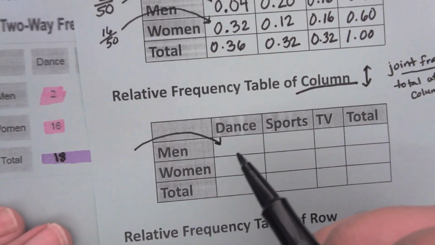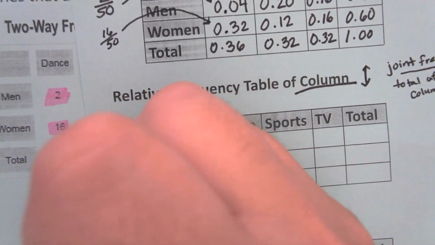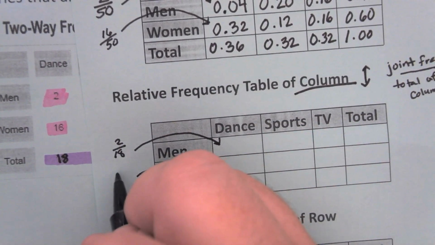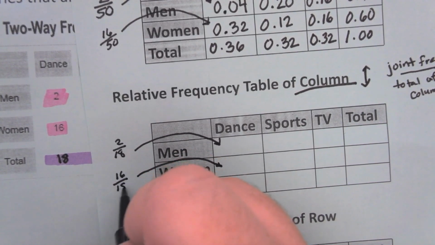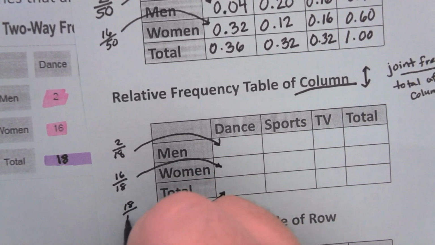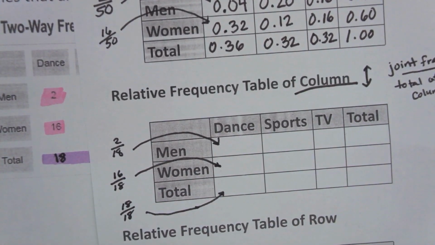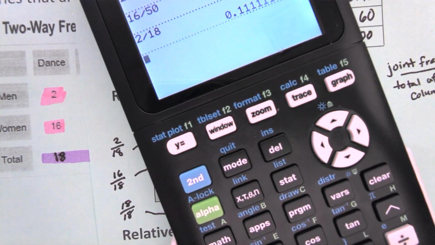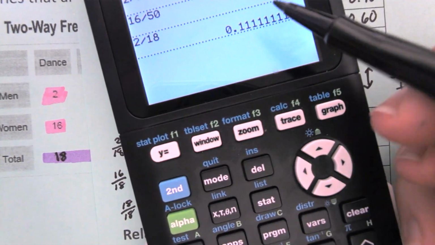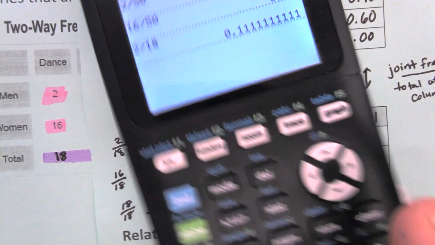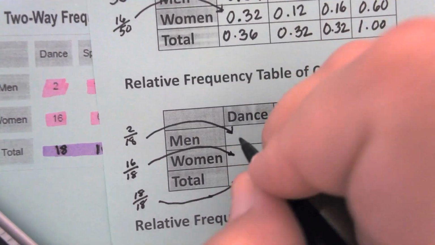So this first column, I'm going to do 2 divided by 18. Then for the women, I'm going to do 16 divided by 18. Then for the total, I'm going to do 18 divided by 18. So when I do 2 divided by 18, I get 0.11111. So if we cut off after 2 decimals, the next number is a 1, so it's not going to round up, it's just going to stay the same. So I have 0.11.